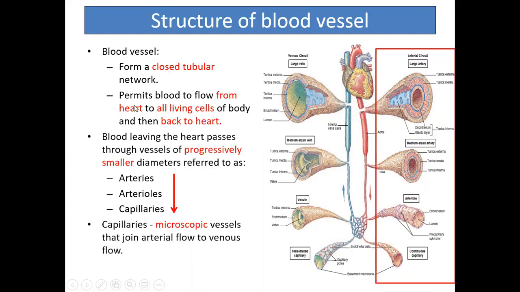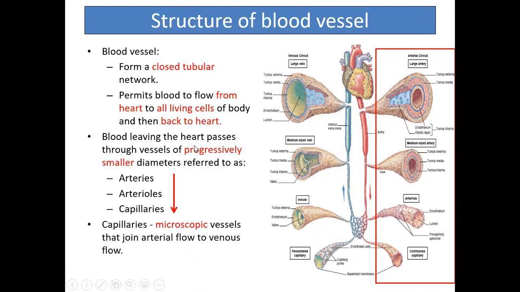So the blood will flow from the heart, and then it will reach all the living cells of the body, and then later this blood will return back to the heart. So it's like a closed cycle system in our body. Okay, it's a closed piping system in our body.